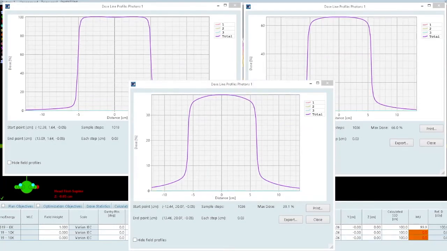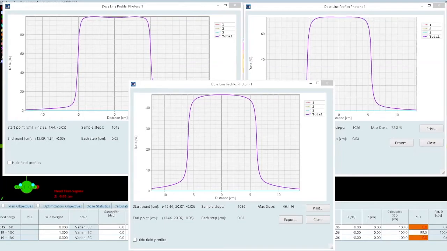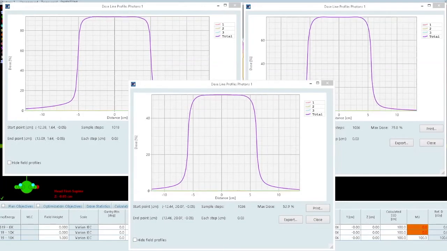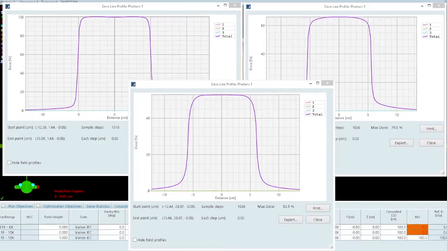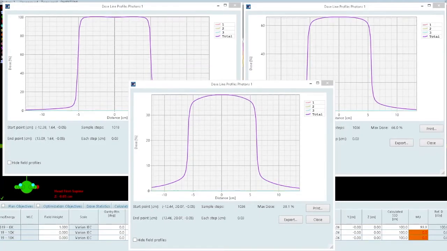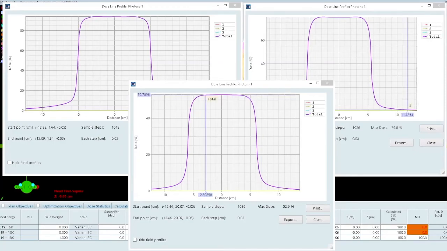So again, this is 6x, and I can do 10 just because I have it calculated. 10 and 18. So 6 and 18.